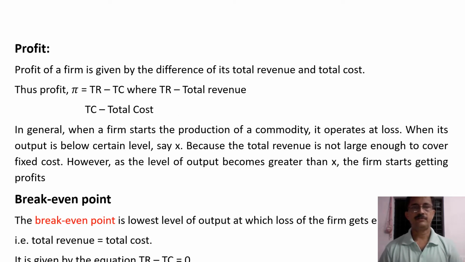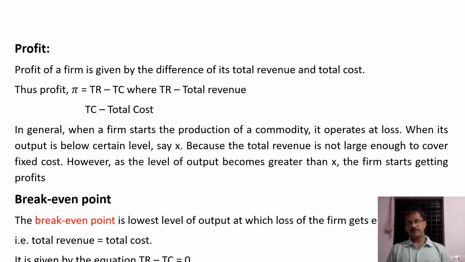What is profit? Profit of a firm is given by the difference of its total revenue and total cost. So it is denoted by pi. So pi equal to TR minus TC, where TR is total revenue, TC equal to total cost.